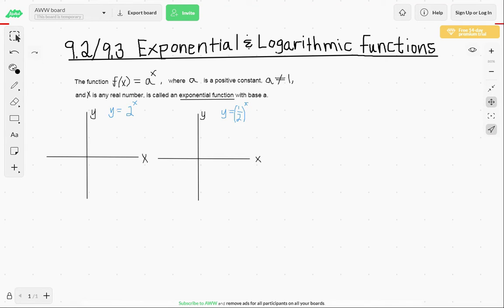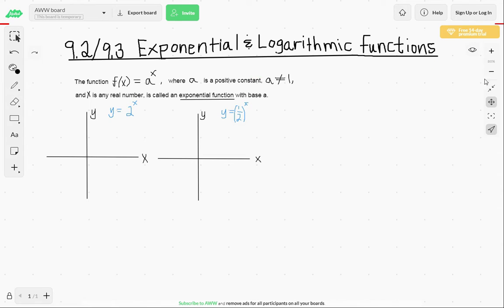In this video we're going to start sections 9.2 and 9.3 on exponential and logarithmic functions. To begin, let's define exponential functions. The function f of x is equal to a to the x. That's our exponential function, where a is a positive constant, a does not equal 1, and x is any real number. That is called an exponential function with base a.